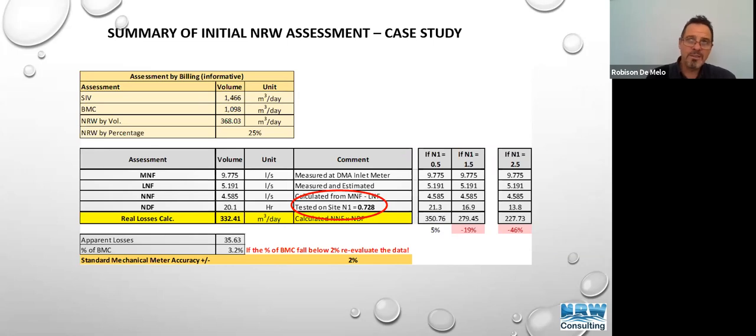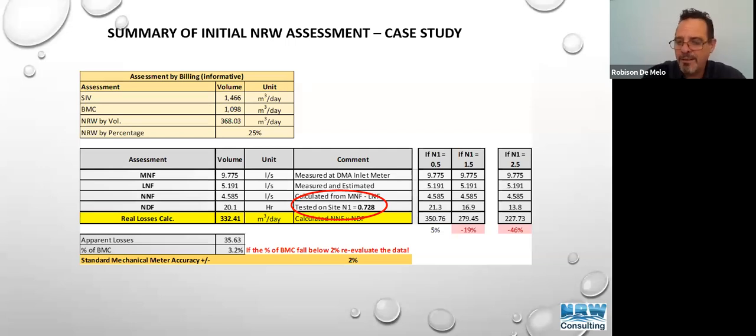So it's important that we do a test and a night flow analysis with our N1 tested on site, because when we do estimates, it's also not wrong.